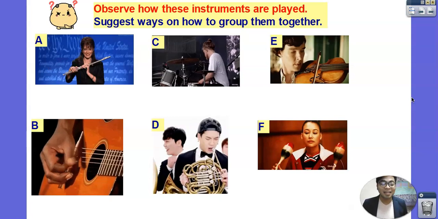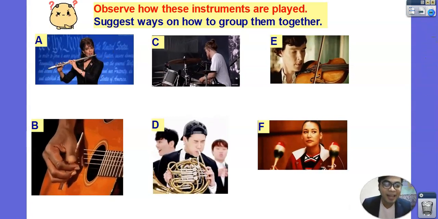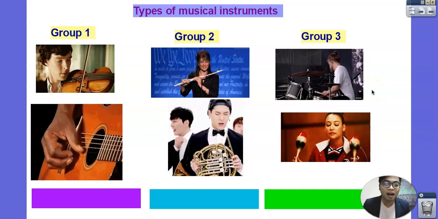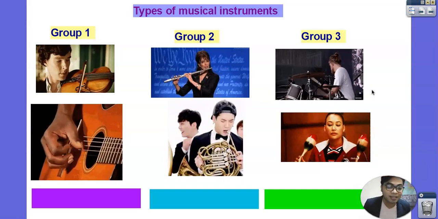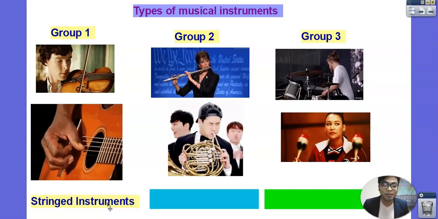Do you have an idea in mind now? So let's compare it with what I have here. I have grouped them on how they are played. In group 1, there are strings in there. So technically we call this kind of instruments the stringed instruments.